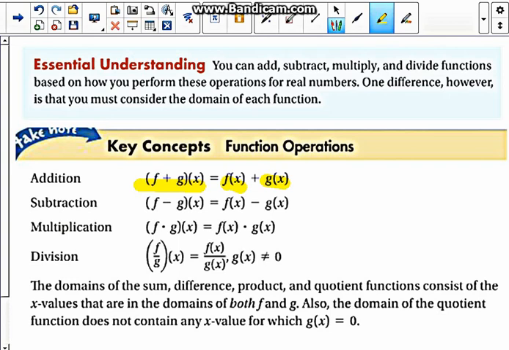And then the same thing for subtraction. F minus g of x is equal to f of x minus g of x. And f times g of x is equal to f of x times g of x. And then we have the division, which is f over g of x is equal to f of x divided by g of x, and g of x cannot equal 0.